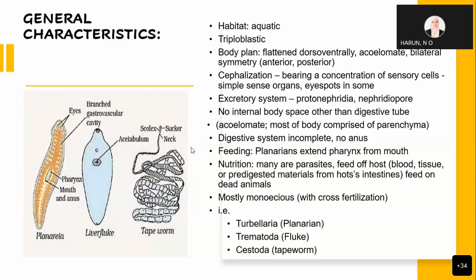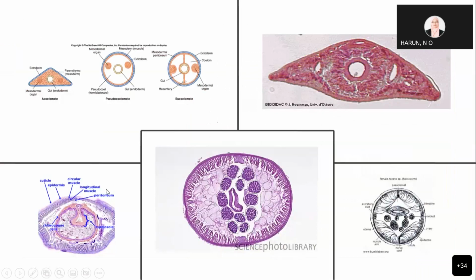Okay, the body plan mostly monoecious ataupun with cross fertilization seperti Turbellaria ataupun Planaria, Trematode, fluke dan juga Cestoda. Okay, kalau kita tengok this is how it looks like, the body structure ataupun what builds them. Dia ada acoelomate, pseudocoelomate ataupun eucoelomate. And this is how it looks like under the cross section of the acoelomate under the light microscope selepas kita bagi staining.